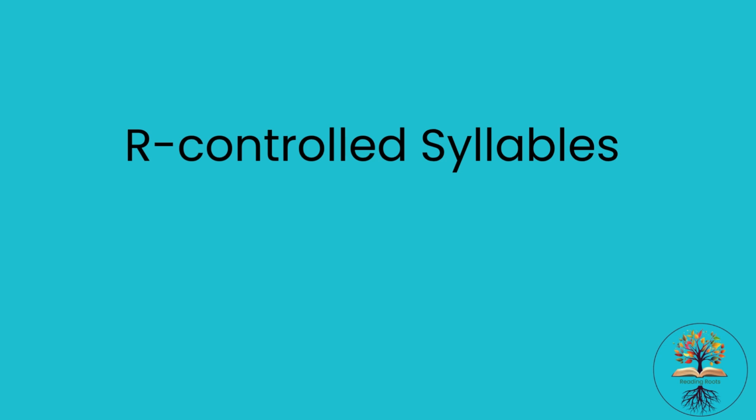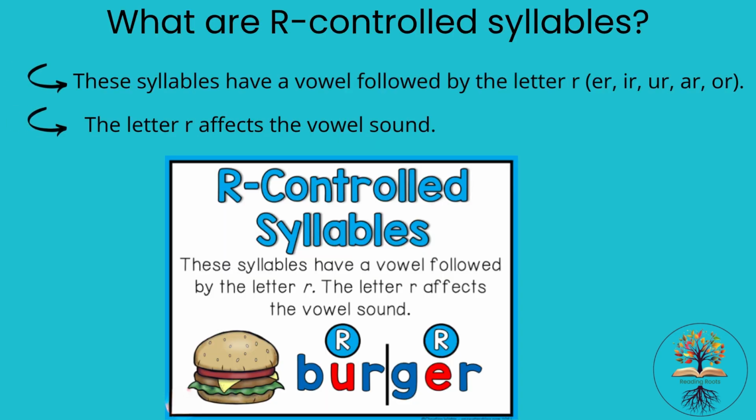We've talked about open and closed syllables, the vowel, consonant, consonant, vowel pattern, the vowel, consonant, E pattern, and now today we're going to talk about the R-controlled syllable pattern. It is very important that students have been taught the R-controlled vowels such as AR, ER, IR, OR, and UR before adding on this R-controlled syllable pattern.